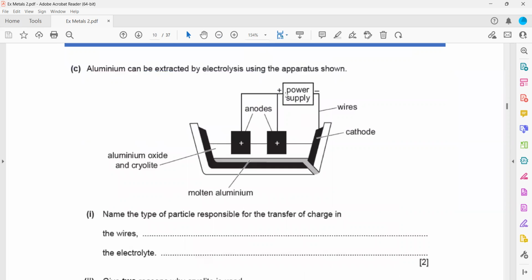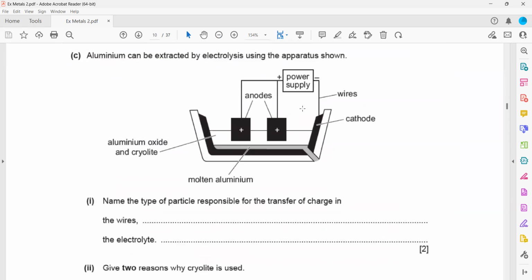So aluminum can be extracted by electrolysis using this apparatus. As you can see, we use this apparatus to extract or separate the aluminum. Name the type of particle responsible for transfer of charge in the wire. Which particles are moving in the wire? Electron, proton, neutron? Electron.